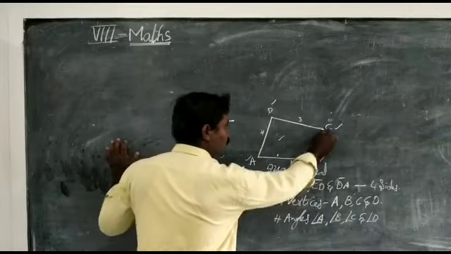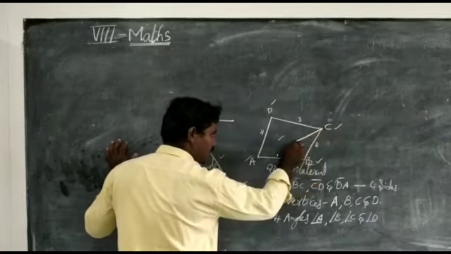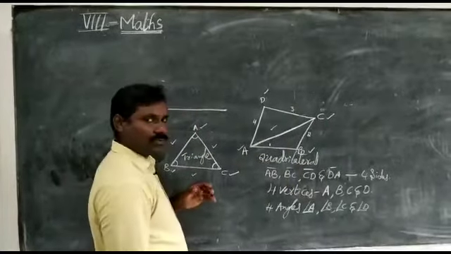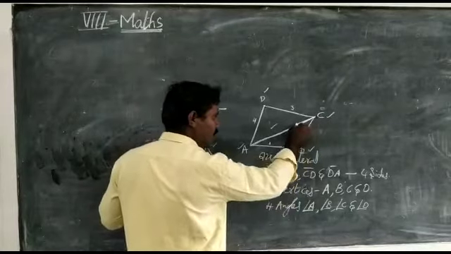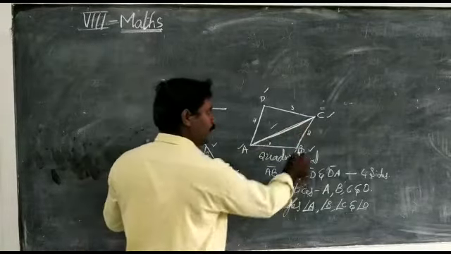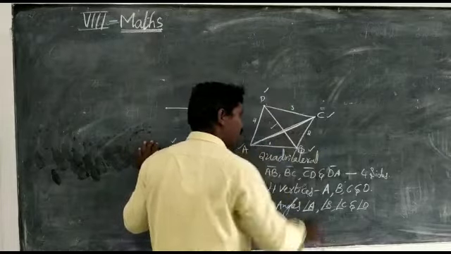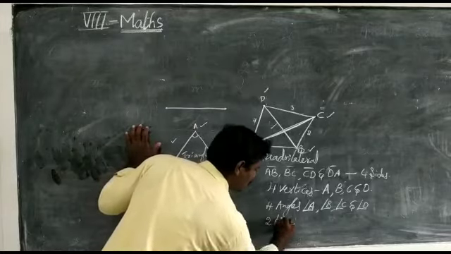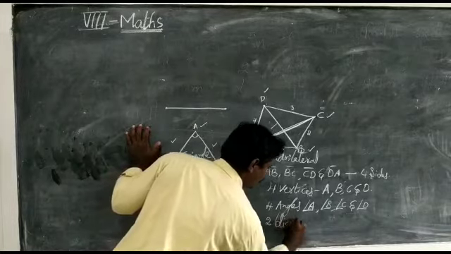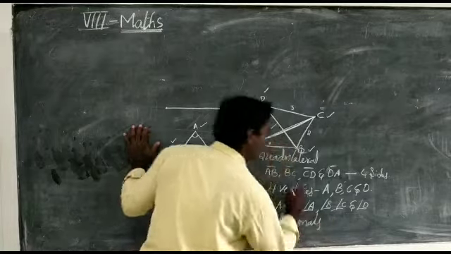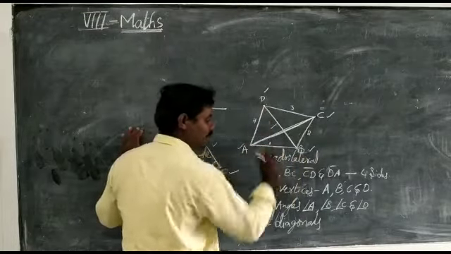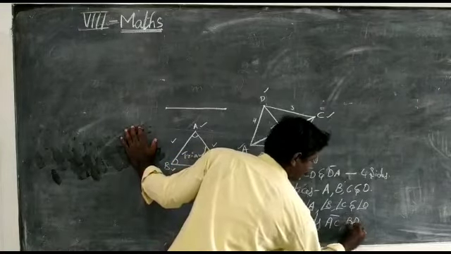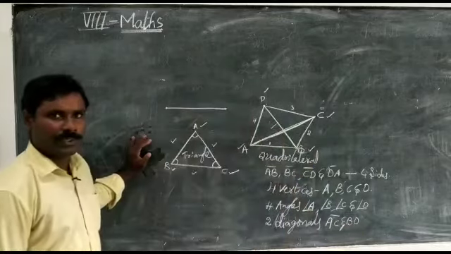And if you join opposite vertices A and C, we get a diagonal. How many diagonals did we get in this? See here, A and C are opposite, one diagonal, B and D make one more. Then a quadrilateral has 2 diagonals. In this quadrilateral ABCD, the names of the diagonals are AC and BD.